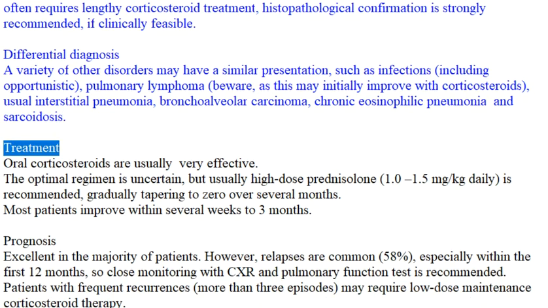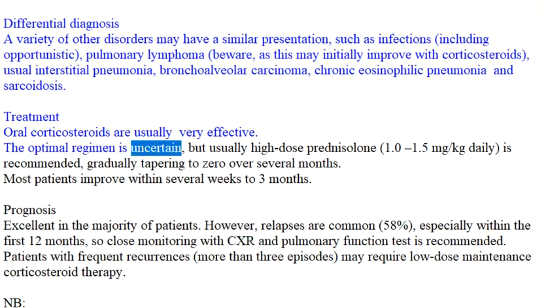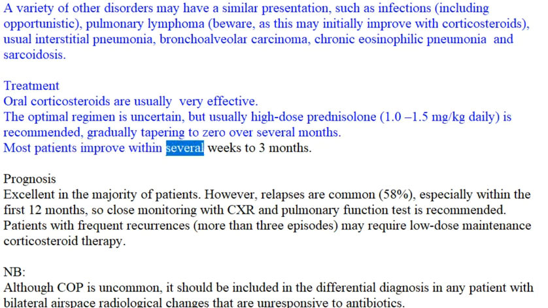Treatment: oral corticosteroids are usually very effective. The optimal regimen is uncertain, but usually high-dose prednisolone, 1.0–1.5 mg/kg daily, is recommended, gradually tapering to 0 over several months. Most patients improve within several weeks to 3 months.